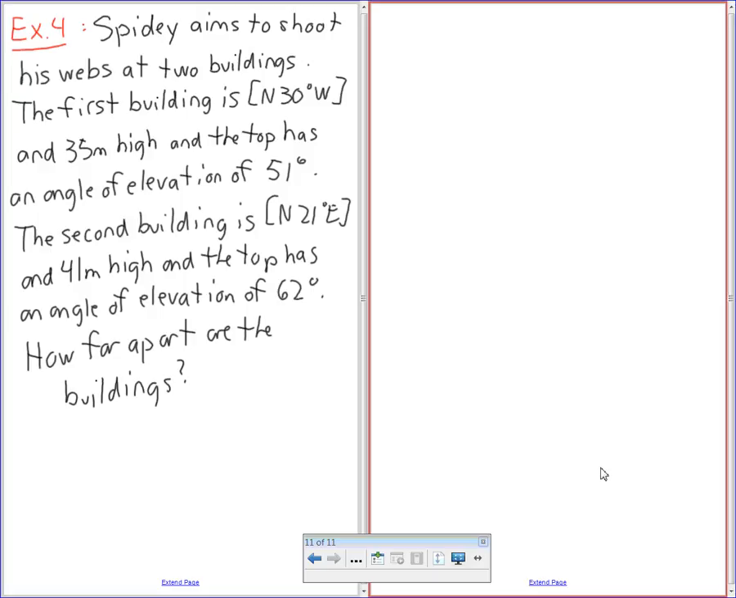I can write bird's eye view if that makes you feel better. Okay, Spidey will be in the middle someplace. The first building is north 30 degrees west. So I'm going to put Spidey in the middle, which is going to be S, and go to the west, and that's going to be B1.